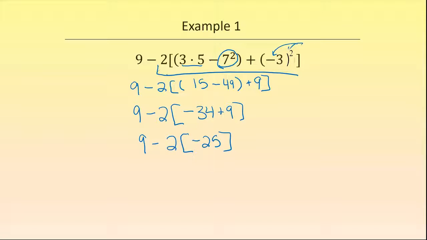And now we multiply. Remember, brackets and parentheses indicate multiplication. So I have 9 minus, or maybe it's going to be plus. Negative 2 times negative 25 is 50. And so our final answer is 59.